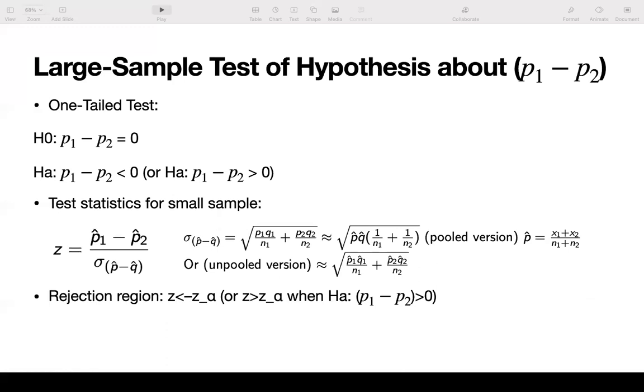So next we'll talk about the large sample test of hypothesis about the difference between the proportions. Firstly, for the one-tailed test, we have the null that the difference is equal to 0. And for the alternative, we have P1 minus P2 is smaller than 0 or larger than 0. And the test statistic is such that Z is equal to the difference between the estimated values divided by their standard deviation. So here the rejection region falls in values where Z is smaller than negative Z alpha or Z is larger than Z alpha when the alternative is that the difference is larger than 0.